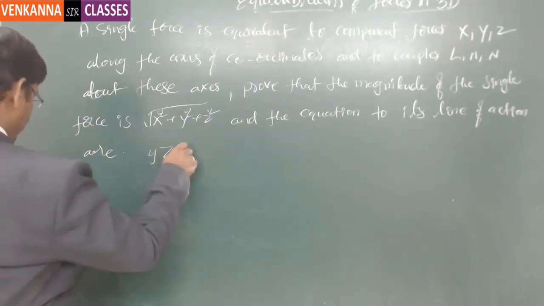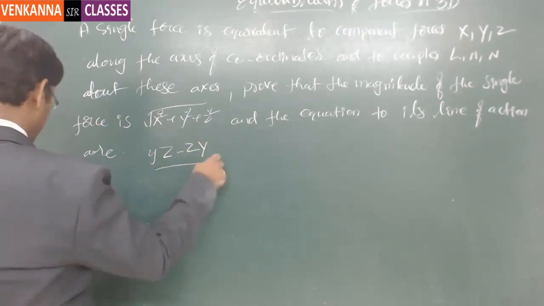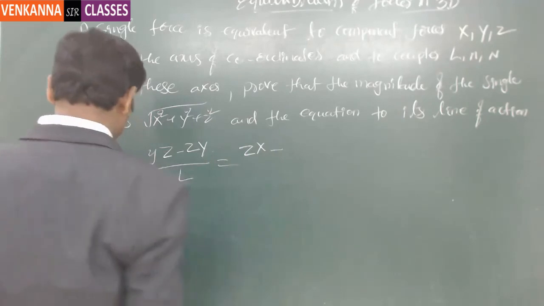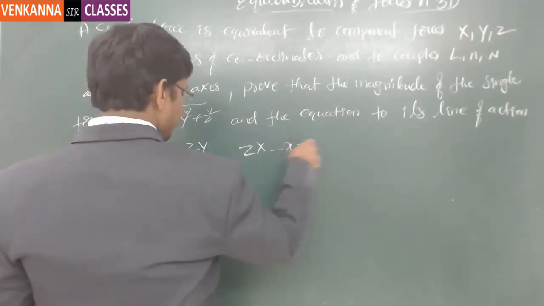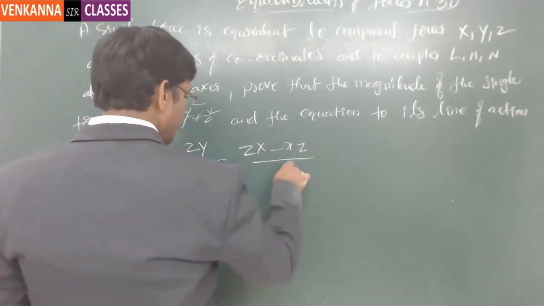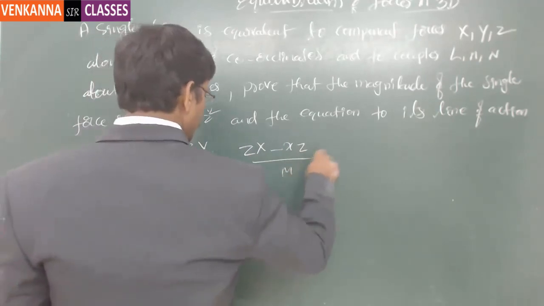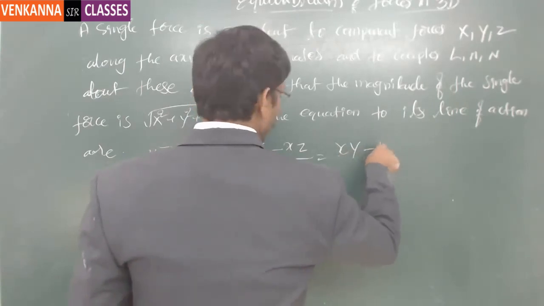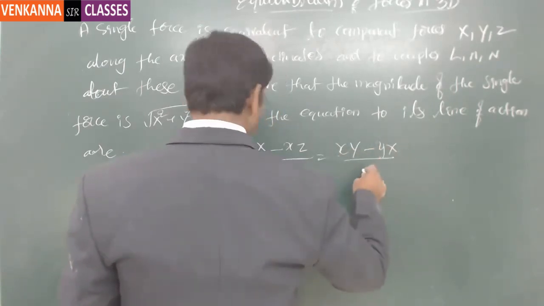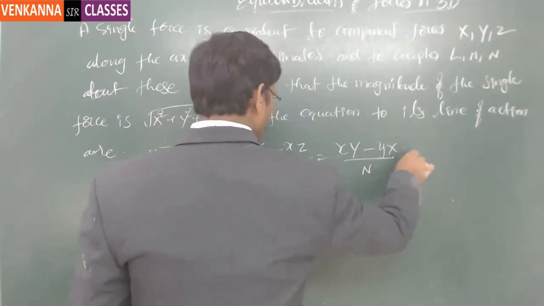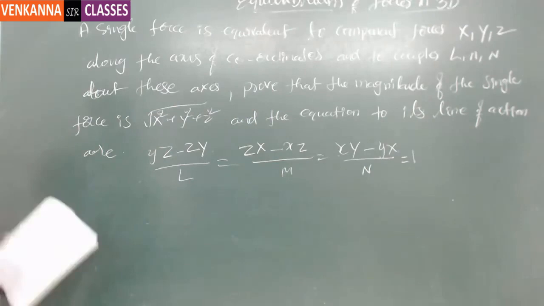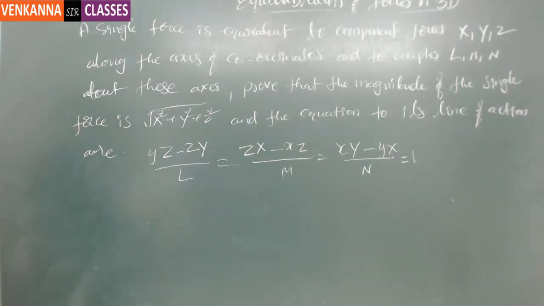(yZ minus zY) divided by L is equal to (zX minus xZ) divided by M is equal to (xY minus yX) divided by N is equal to 1. Got it? So he asked us to find out the line of action of the forces like this. Try to understand this problem statement clearly.